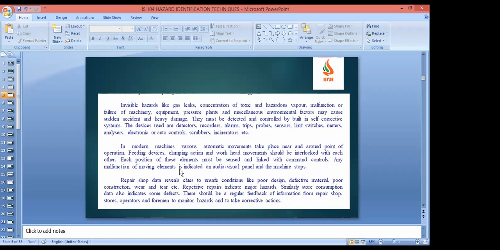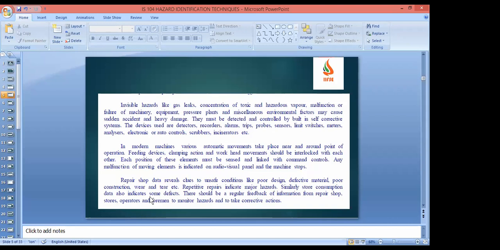In machine operations, various automatic movements take place near and around the point of operation. Feed devices, clamping action, workhead movements should be interlocked with each other, and each position of these elements must be sensed and also linked with the command control, like CNC machines. The CNC machine's operational spindle will be interlocked with the main door. So until you close the door of the machine, the spindle will not start the movement.